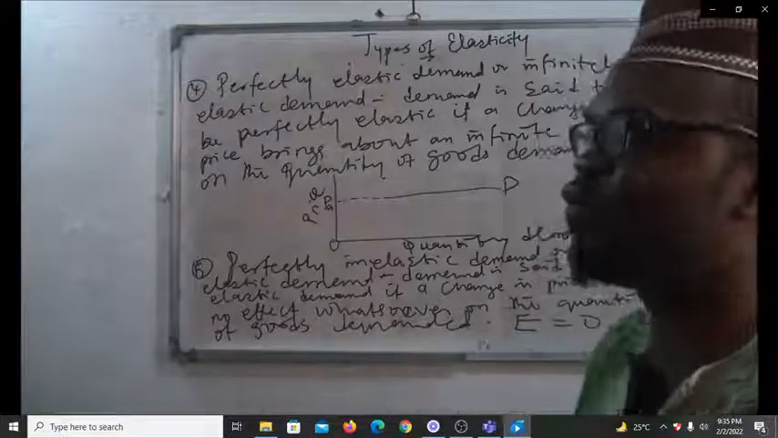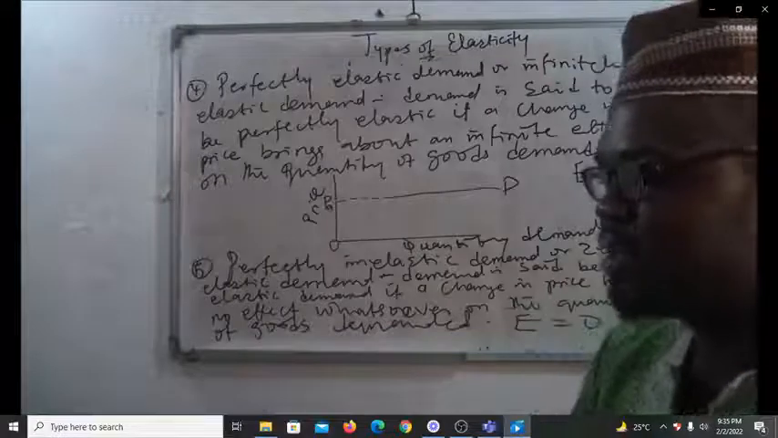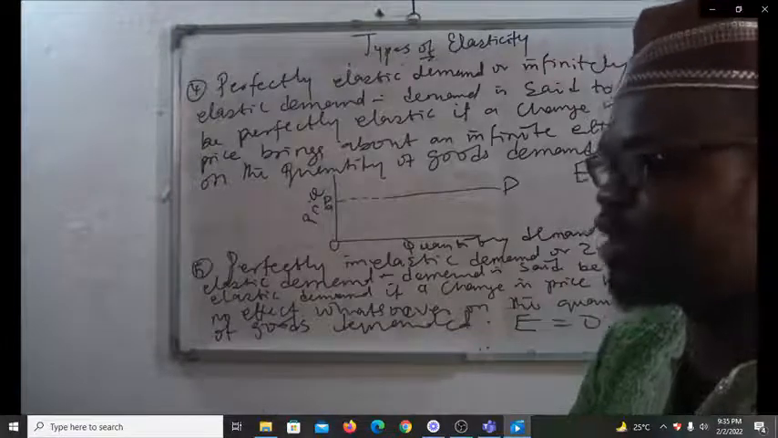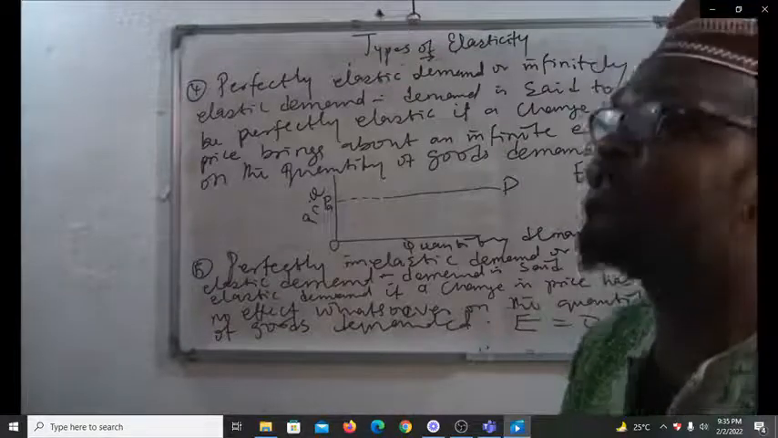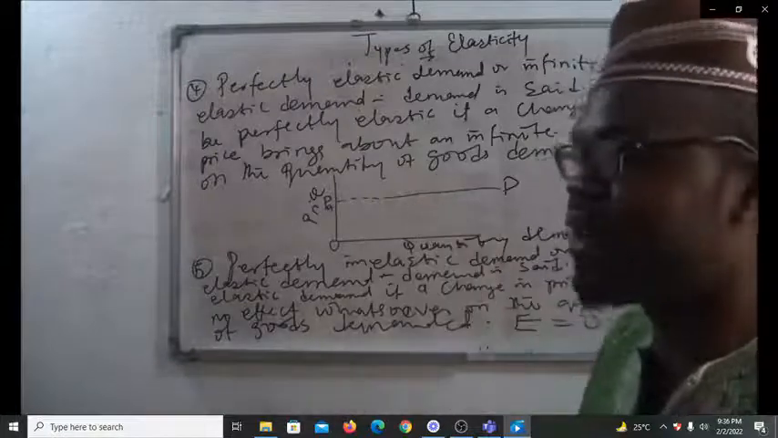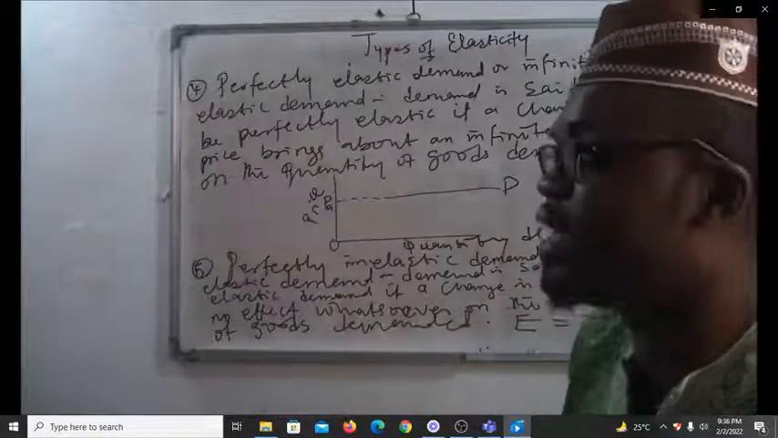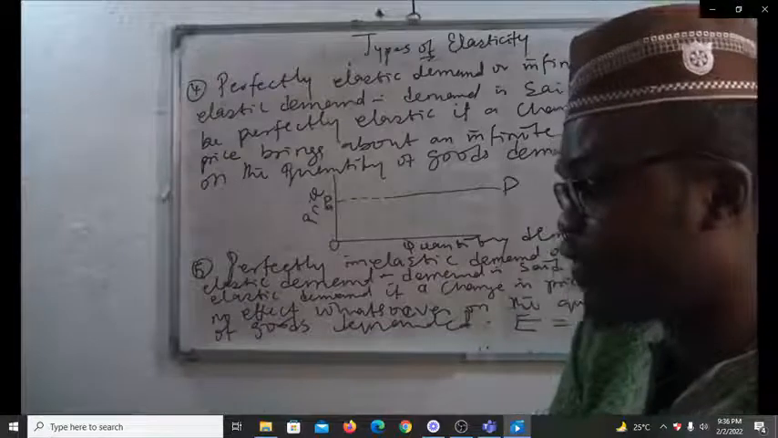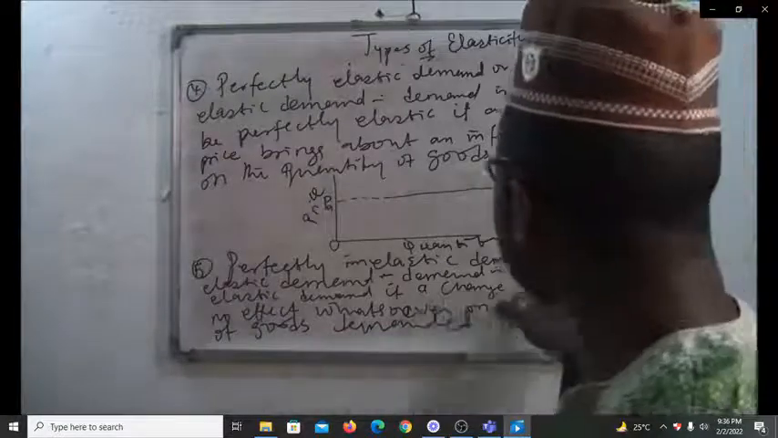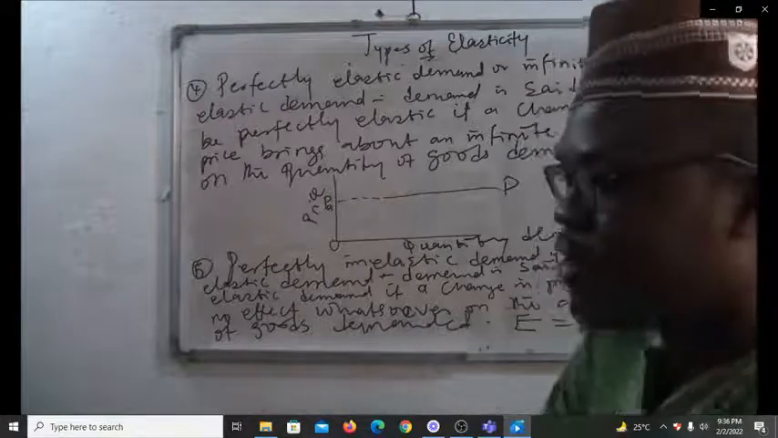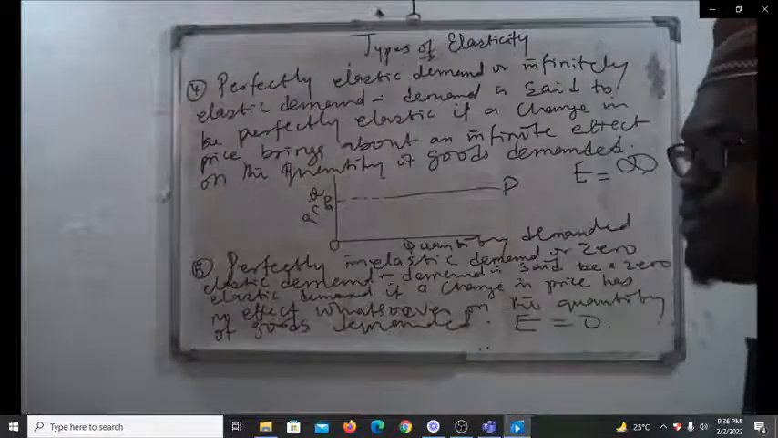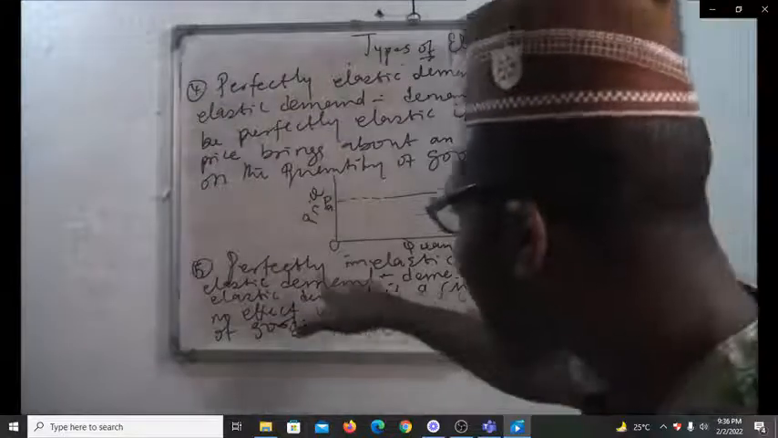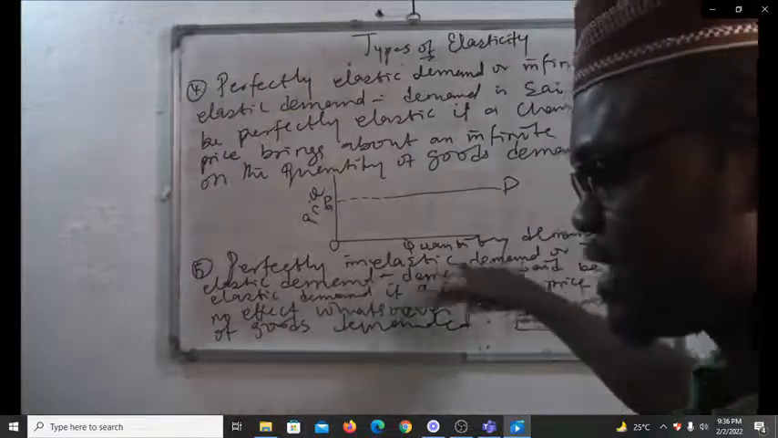Even if you increase the price of water to 1 million, will you not still use water? Does water have any substitute whatsoever? Is there anything that you can use in place of water? So even if they sell pure water from 5 naira, 10 naira, 20 naira, any amount, will that reduce the amount of water you take? So the change in price of water does not affect whatsoever the quantity demanded. You will always use water to bath, to cook.